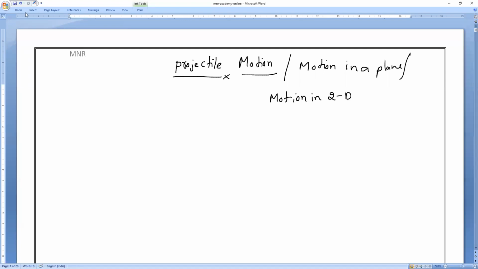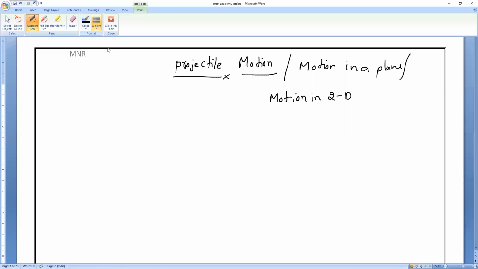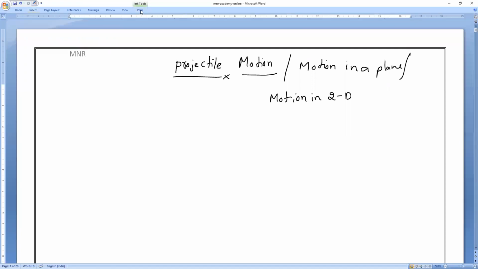Okay. So motion in two dimensions means, we all know, immediately what axes will come? All of you. So x-axis as well as y-axis will come. So these are the two axes we are going to see.